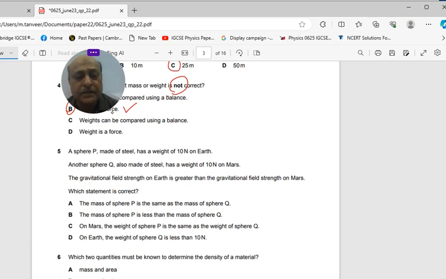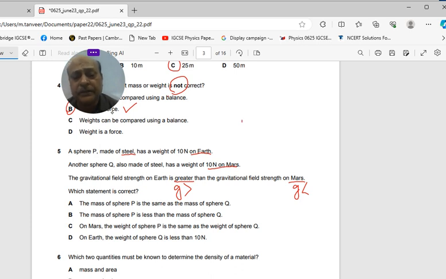Question number 5. Sphere P made of steel has a weight of 10 Newton on the earth. Sphere Q, also made of steel, has a weight of 10 Newton on Mars. These are two different planets. Gravitational field strength, that is g, on earth is greater than the value of g on Mars. So the value of g on earth is greater, and on Mars g is less. But the weight of both spheres is same.